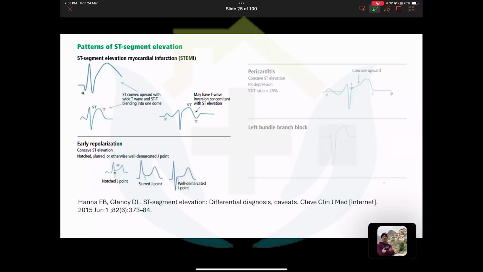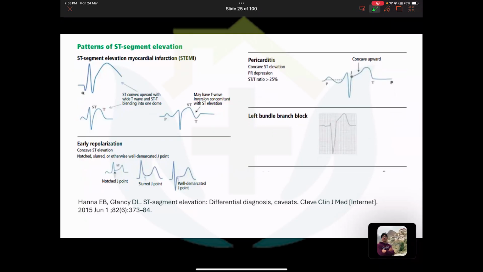Patterns, I think we all know: this is the ST convex shaped, this is the T inversion right here, right? This is the convex shaped, and this is another form where there is a blending into one dome. You can't differentiate between the ST and the T waves. And these are the different J points. Here it is notched, here it is slurred, here it is well demarcated. The J point is just at the junction of the ST and the T waves. So if the changes are very prominent, then you can be sure that there is maybe an early ECG change of STEMI.